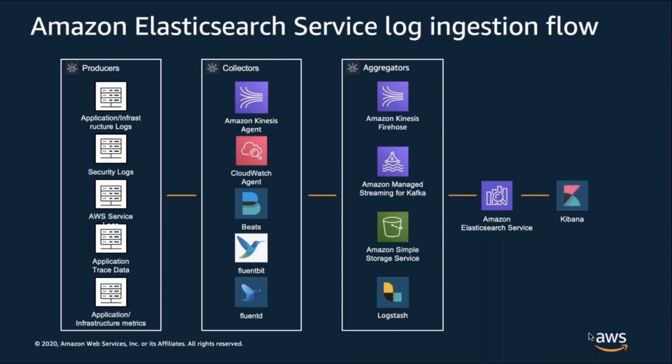We have some various log ingestion flows here, just to give you an idea. So I have my producers that are generating things like applications or infrastructure logs, security logs, AWS service logs, trace data. All these various kinds of log information are generated on a set of either hosts or AWS services. I need to collect all of that information, and there are various different ways that I can do this. I have Kinesis Agent or CloudWatch Agent if I'm forwarding to Kinesis or CloudWatch. I have various open source tools like Elastic Beats or FluentBit or FluentD. All of these can pick up log lines from my log files and forward them. Then I need to aggregate and transform that data in order to send it to Elasticsearch.